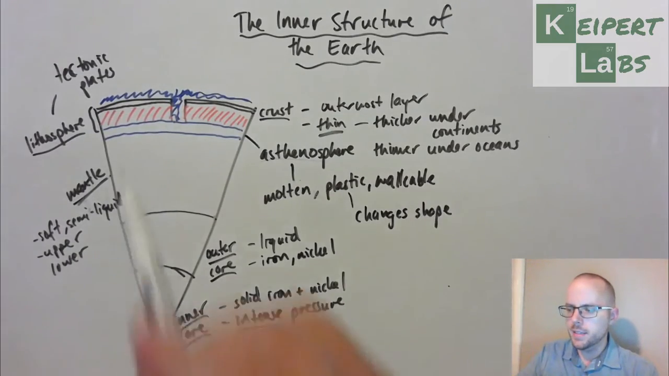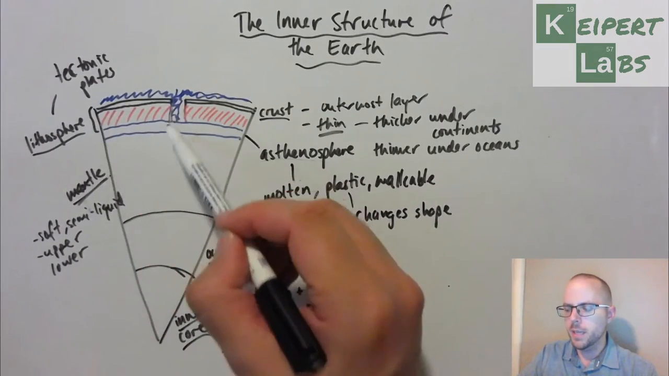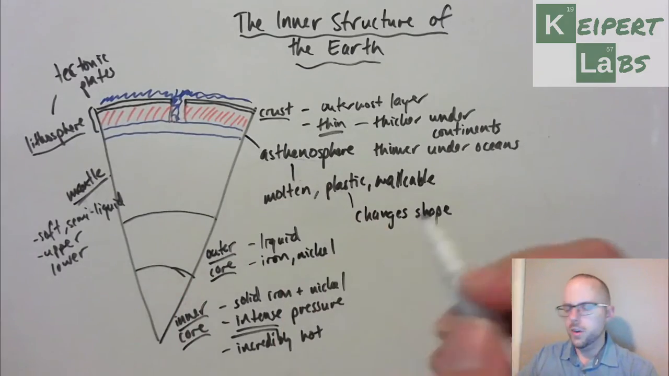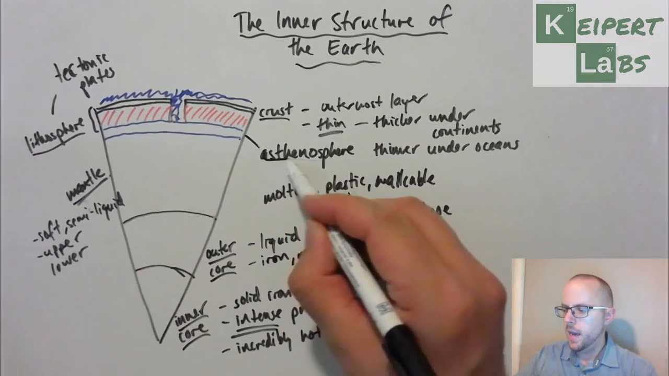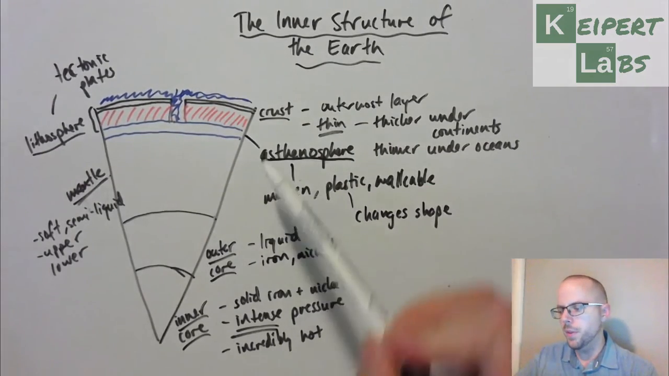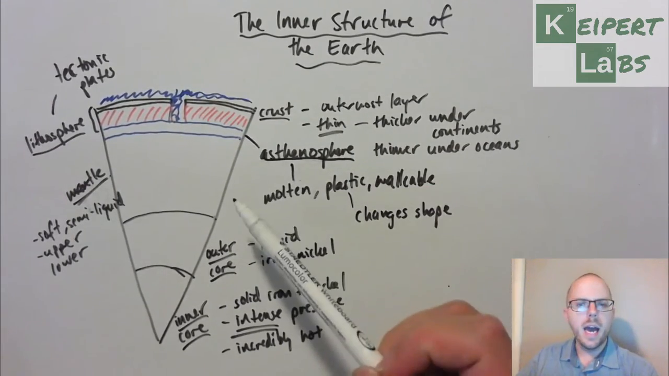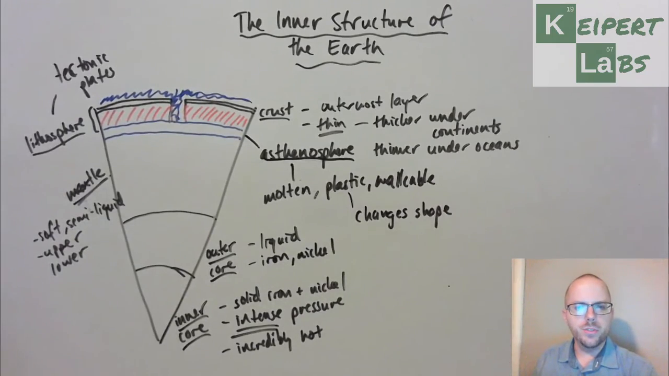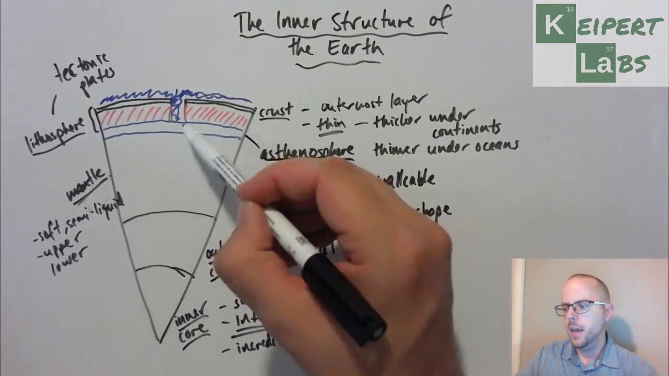What it has is that these chunks of the lithosphere, our tectonic plates, actually float on the asthenosphere, and that's what helps make them move. So it's important that we identify that here, in order to explain why the chunks of the lithosphere on top do what they do.